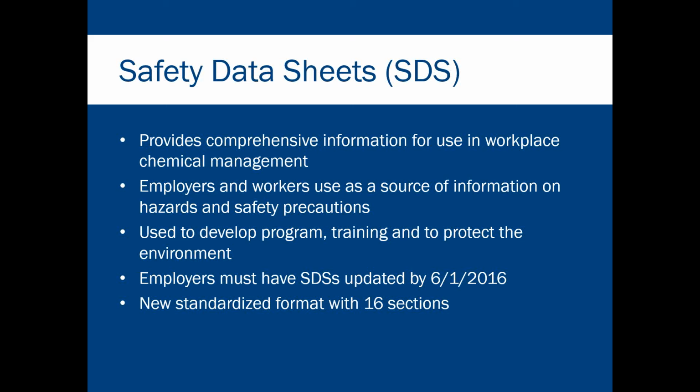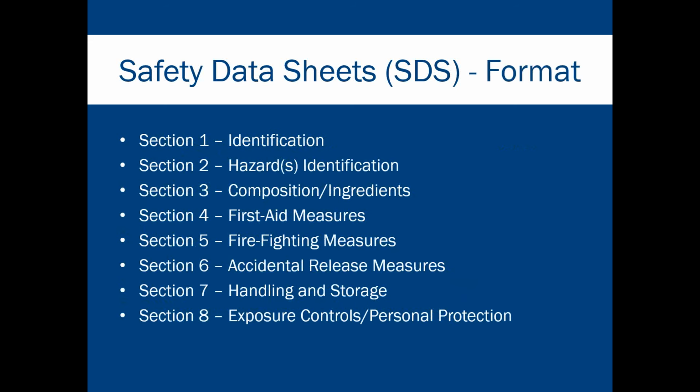Section 2 is the hazard identification, and this is where all the new stuff comes into play. So your signal words, your hazard statements, the pictograms, and the precautionary statements are all going to be in Section 2. Section 3 is the basic chemical breakdown. Section 4 are the first aid measures.